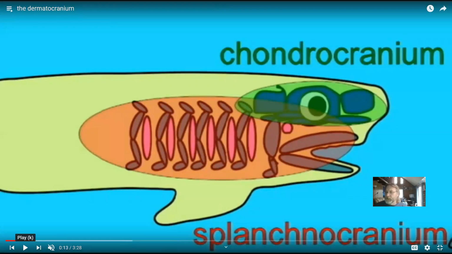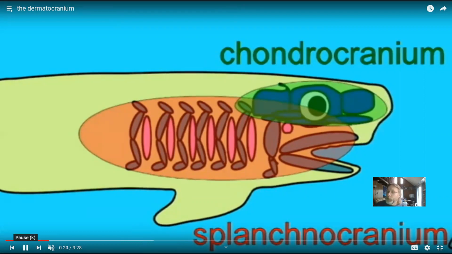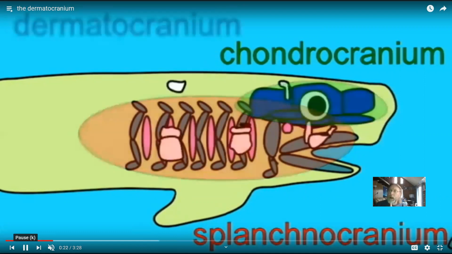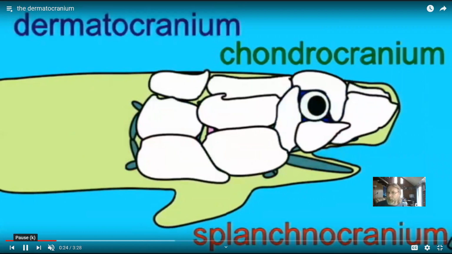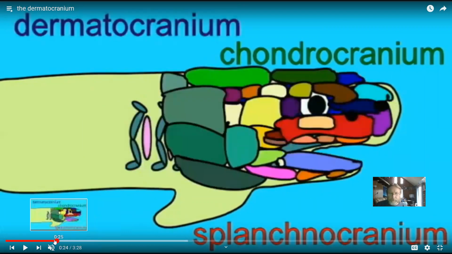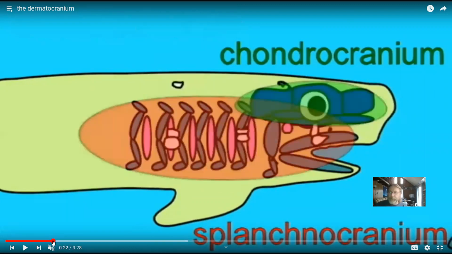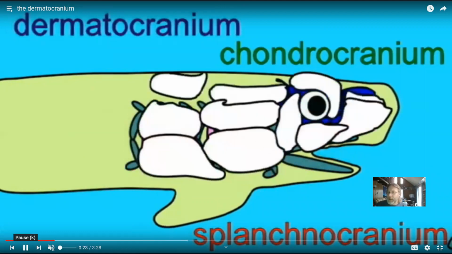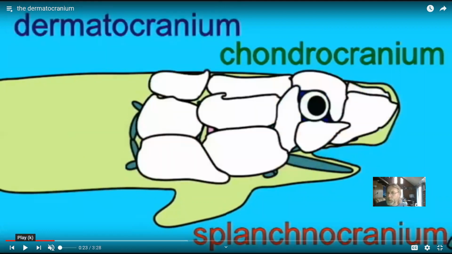It just starts off as, within the dermis of the skin, bone is made, and it's called the dermatocranium. This first appeared in jawless fish. Now, not the ancestors of hagfish and lampreys. They're the jawless fish alive today. So the first jawless fish did not have a dermatocranium, and they were the ancestors of the jawless fish we have today. So the jawless fish alive today, which do not have a dermatocranium, have descended from the original jawless fish, which did not have a dermatocranium.